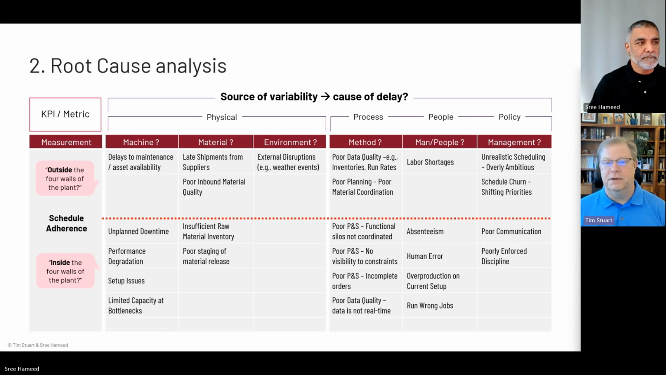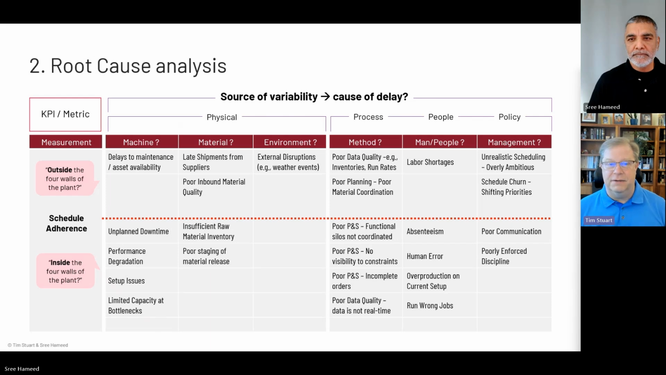Finally, from a management perspective, is the team getting pressure to schedule too much because there's overly ambitious management trying to push that? Do we have schedule churn with shifting priorities? Or do we have poor communication or poorly enforced discipline within the plant? These are some of the more common reasons for failing to meet delivery objectives.